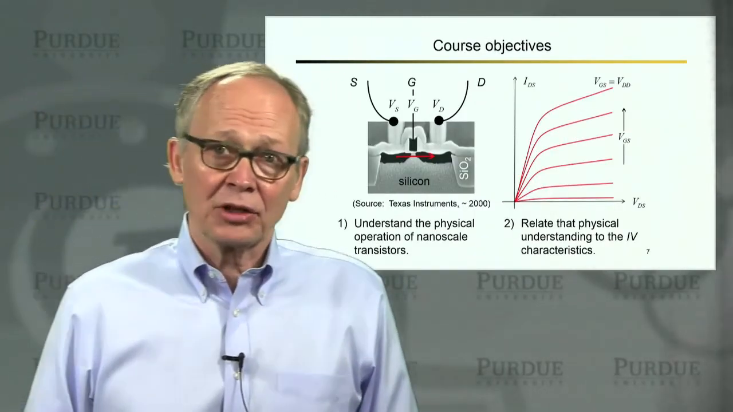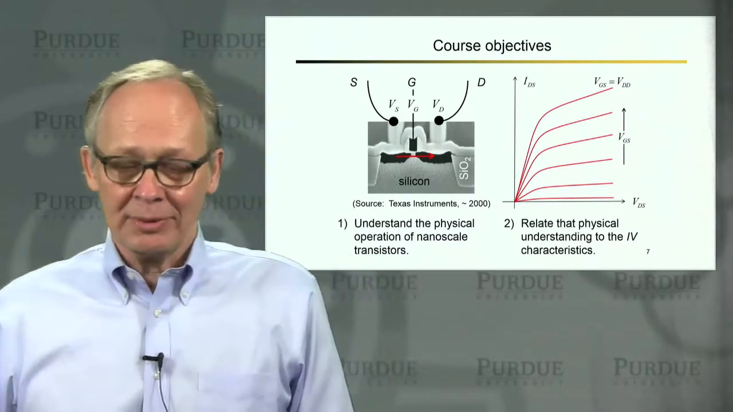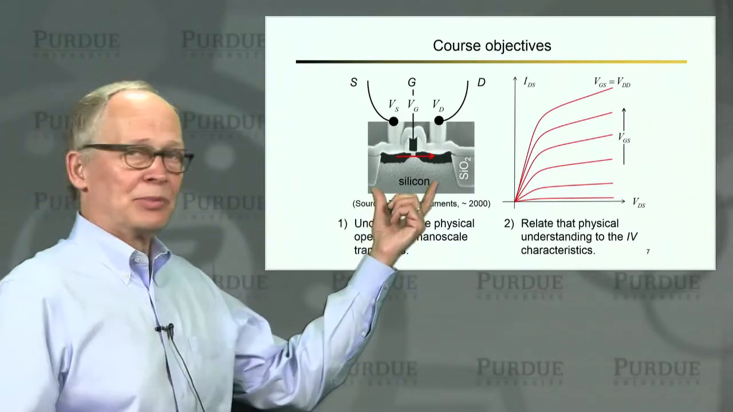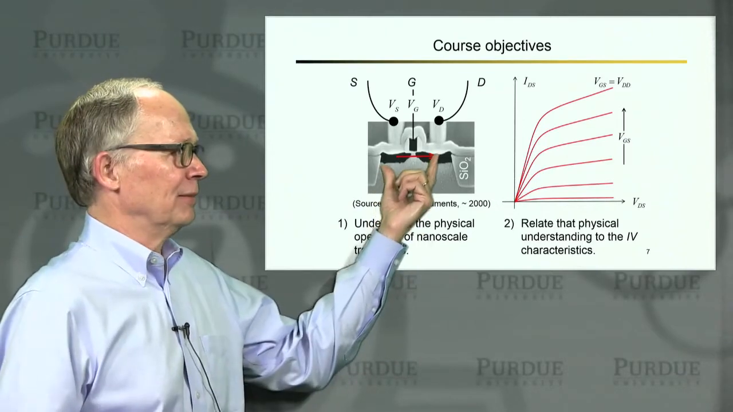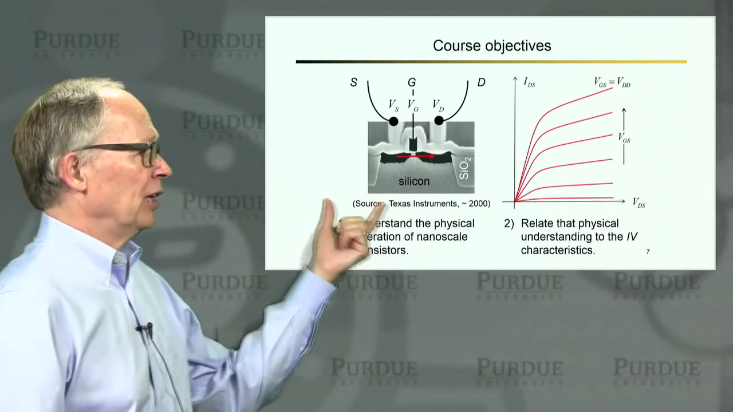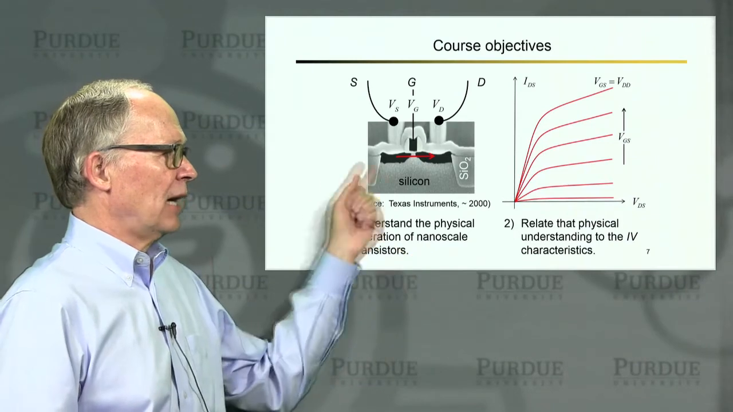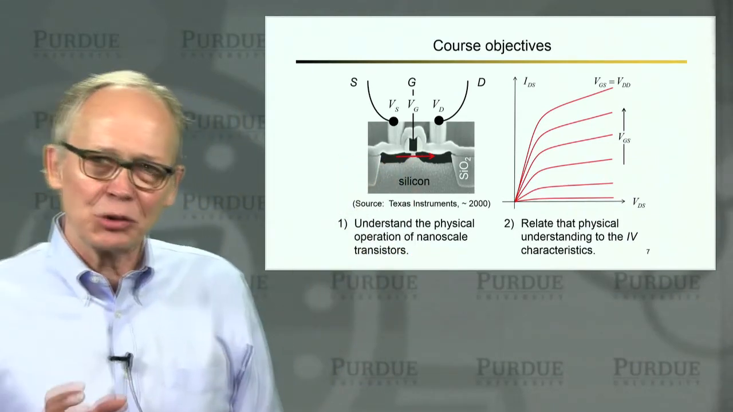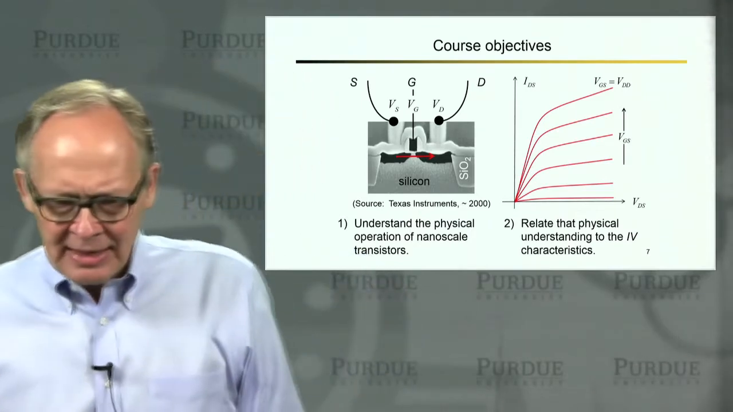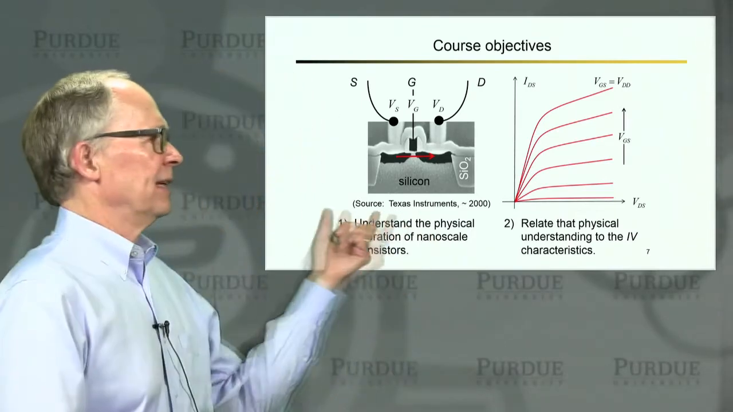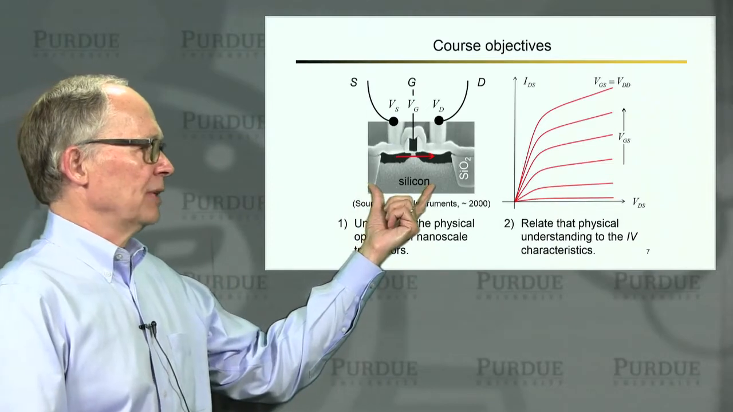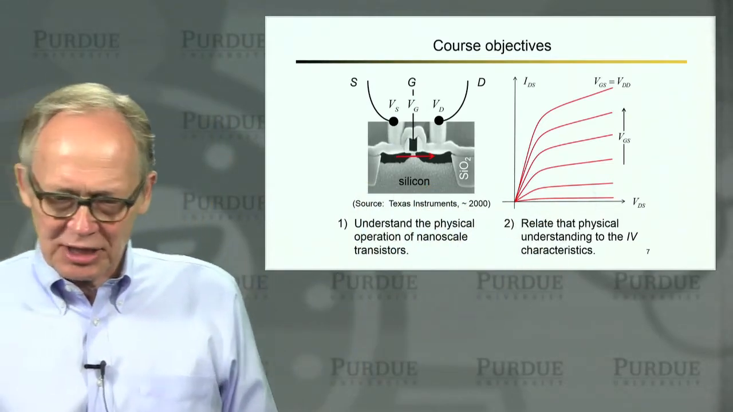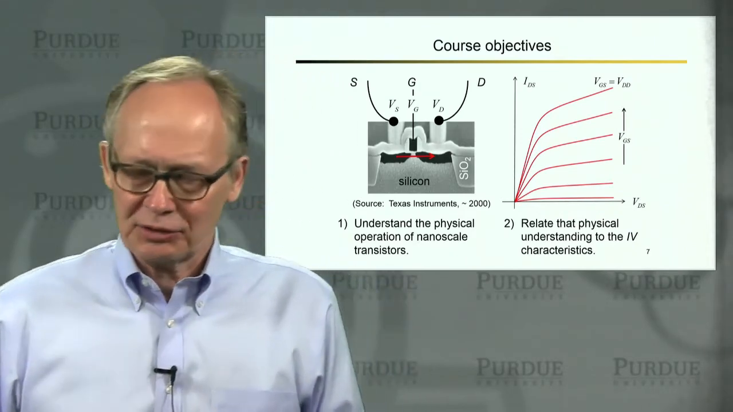Now, the objectives of the course are very simple. There are two main objectives of this course. So the first is to understand the physical operation of these transistors that have become very, very small. So we want to understand the physical operation, how electrons flow from the source across this incredibly short channel and out the drain. And then we want to relate the physical operation of that electron flow to the current voltage characteristics. And these are typical current voltage characteristics of transistors.